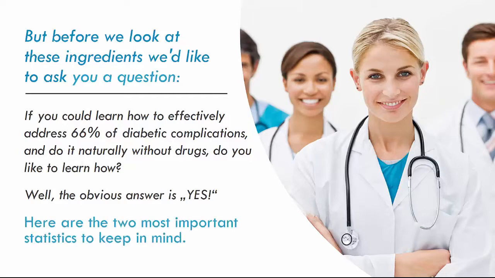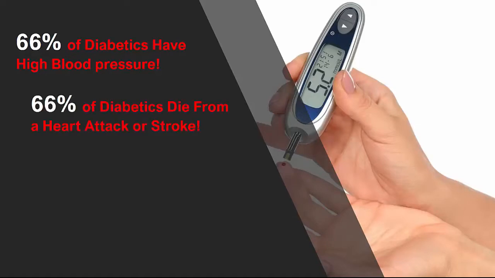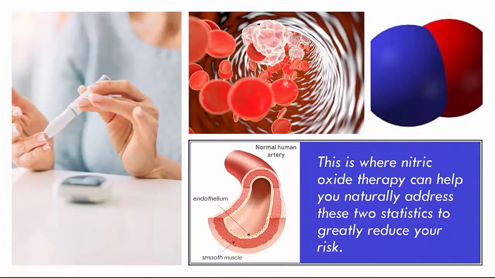Here are the 2 most important statistics to keep in mind. 66% of diabetics have high blood pressure. 66% of diabetics die from a heart attack or stroke. While the cardiovascular complications associated with diabetes are staggering, it's these 2 that pose the greatest risk to a person's health and longevity. This is where nitric oxide therapy can help you naturally address these 2 statistics to greatly reduce your risk.